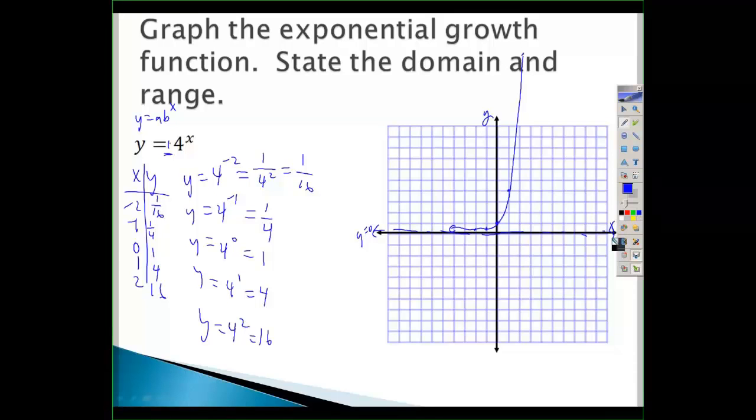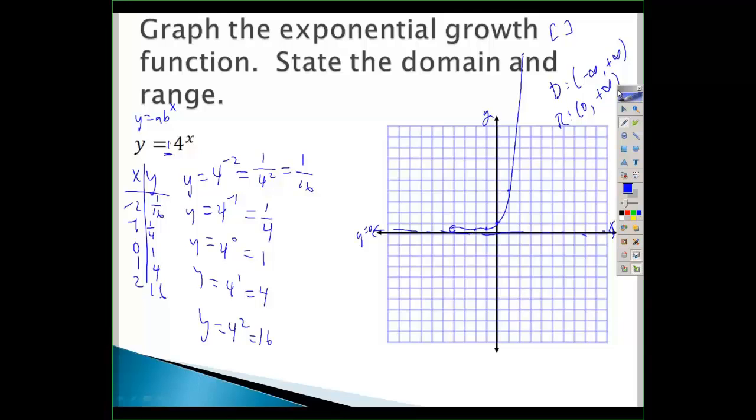Last but not least, domain and range. The domain goes to the left forever, goes to the right forever. That means it's all real numbers, from negative infinity to positive infinity. And the range, the lowest number to the highest number. Now, once again, it's never going to touch 0, but it is the lowest value. So I want to use 0 as my boundary. I don't want to include it with a bracket. Brackets are included. I want to use a parenthesis because it's just a boundary. And to positive infinity, it goes in the positive direction forever on the y-axis.